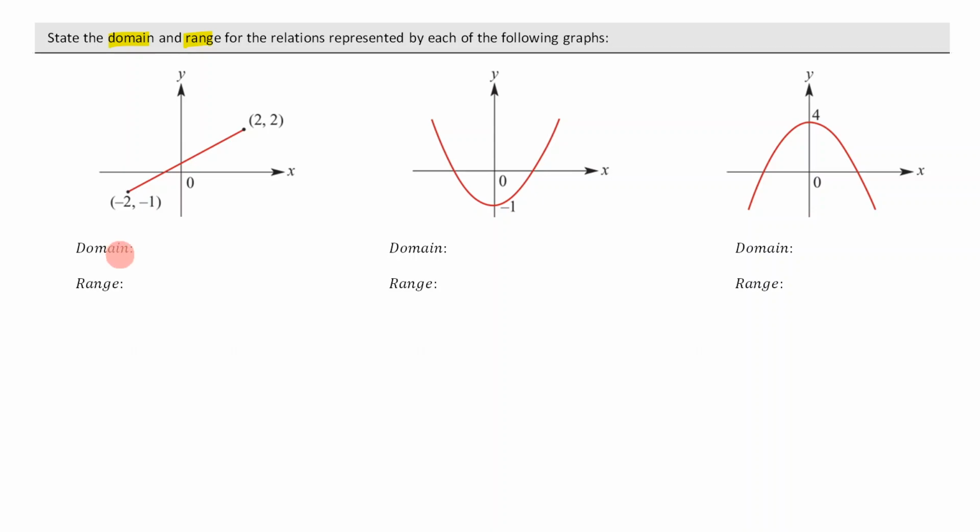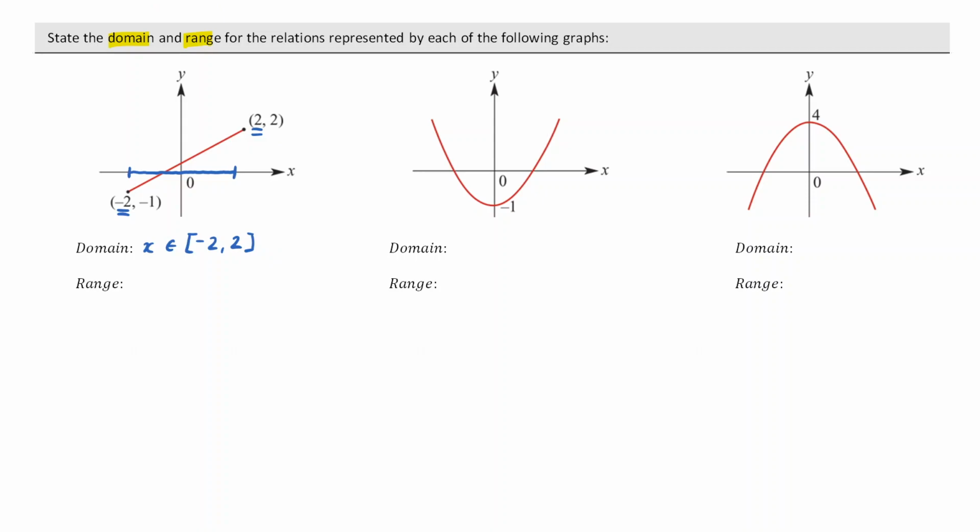So for the first one, what is the domain of this? Remember, your domain are all your x values. So do you see how I have -2 here, and then I have all the way to 2. So these are all my x values right here. That means I would write it down as x is an element of square bracket -2 to 2 square bracket.